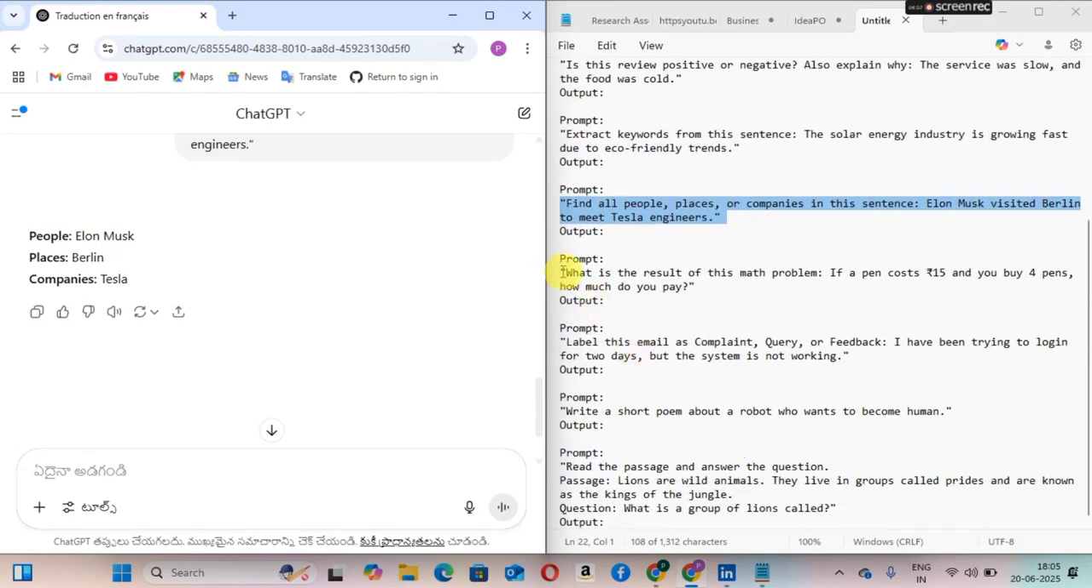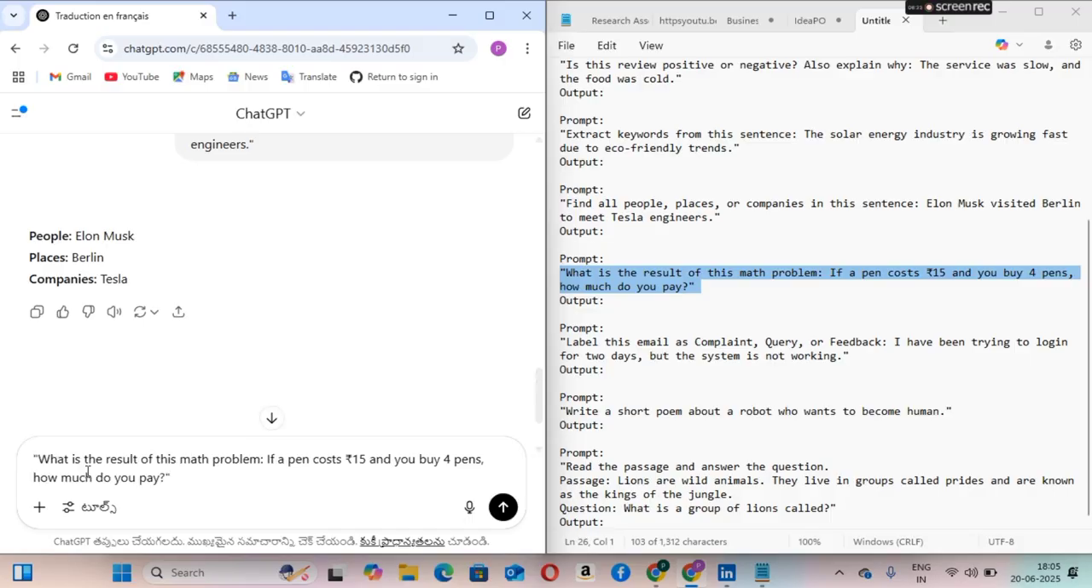So even though this is usually a complex task, the model understood the instructions clearly. It separated names into people, places and companies, all without saying examples first. So now we will solve a basic math word problem using zero shot prompting technique. Let's see how the model reasons through it.